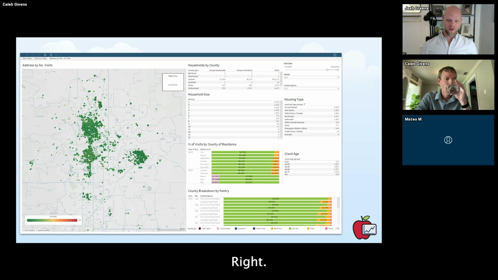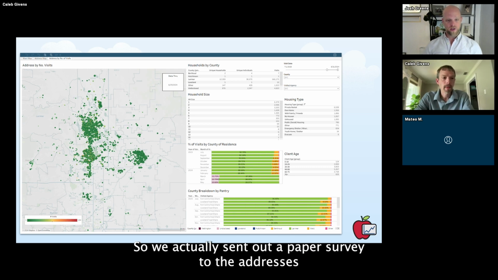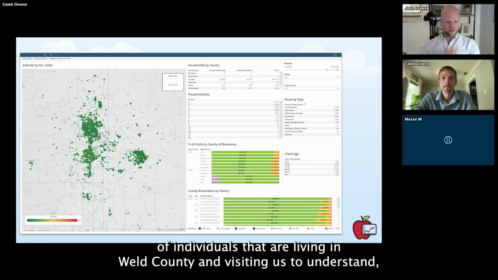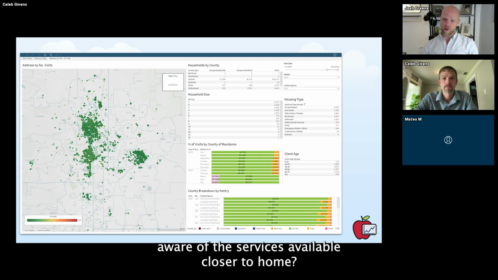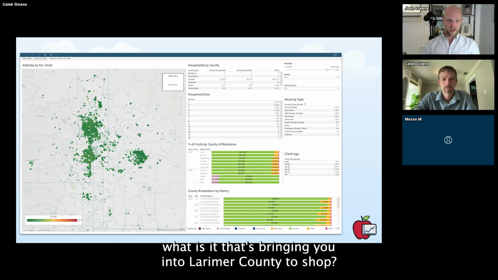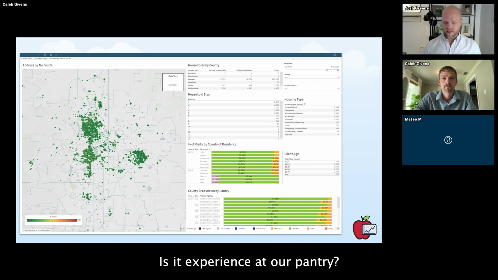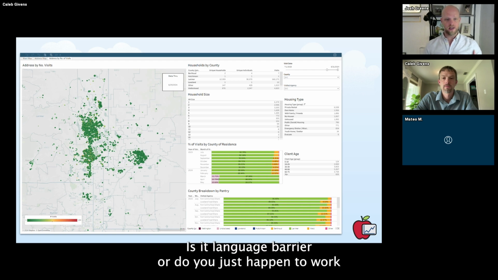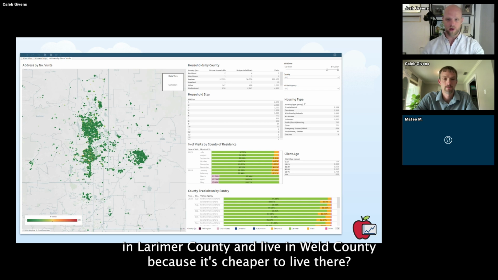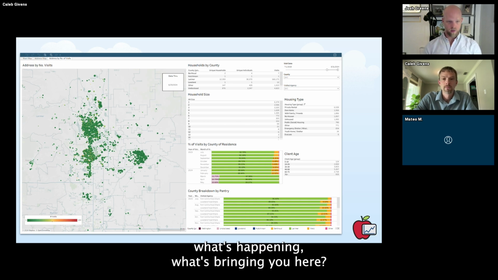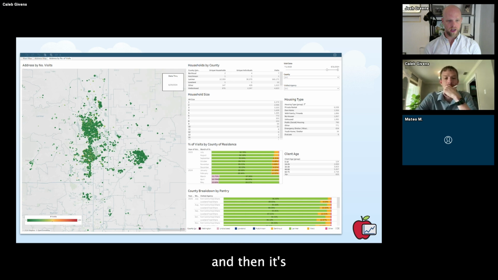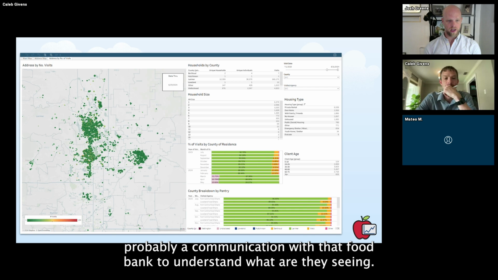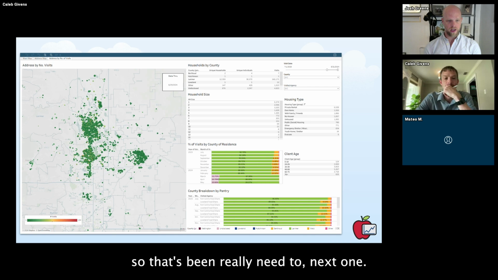And then we get to decide what to do with it, right? So we actually sent out a paper survey to the addresses of individuals that are living in Weld County and visiting us to understand, are you aware of the services available closer to home? What is it that's bringing you into Larimer County to shop? Is it experience at our pantry? Is it food selection? Is it language barrier? Or do you just happen to work in Larimer County and live in Weld County because it's cheaper to live there? What's bringing you here? And we're just starting to get those surveys back, and then we'll run an analysis of that. And then it's probably a communication with that food bank to understand what they are seeing. So that's been really neat too.